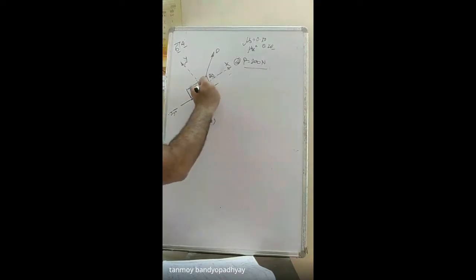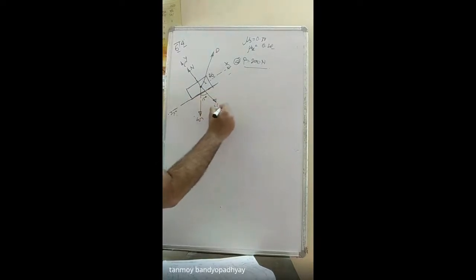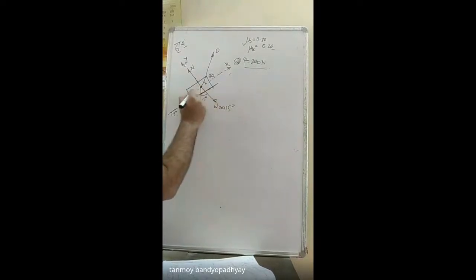So this surface, perpendicular to it is in the y direction. So this is the normal reaction. This weight we can break down into two components. Here I'm just writing it as W. This will be W cos 15 degree, and this one is W sin 15 degree.